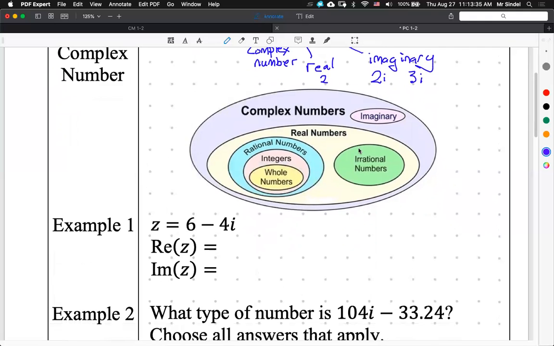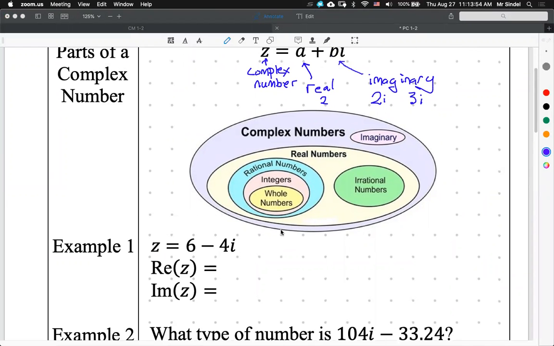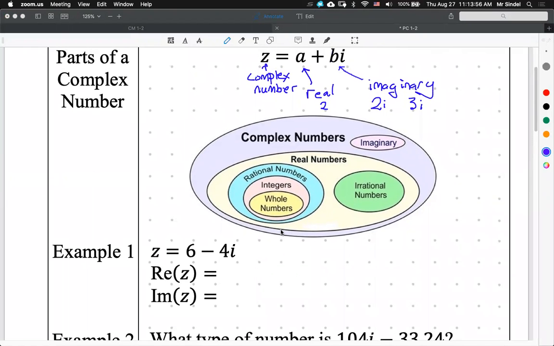There we go. Let's go ahead and go through a really quick example. What is the real part of this complex number 6 minus 4i? I see no one's raised their hand. I am looking at your cameras. I'm just kind of staring at your cameras right now. The real part. There's one part and another part. Yeah, Ellery? The real part is 6.